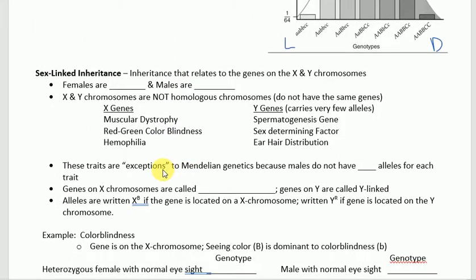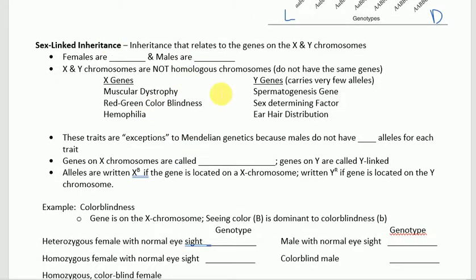Then we have sex-linked inheritance, which is the inheritance that relates to the genes on the X and the Y. As you should know, females are XX and males are XY. These chromosomes are not homologous; they don't have the same genes. For instance, the X genes can code for muscular dystrophy, red-green color blindness, and hemophilia. The Y gene carries very few alleles. It carries the spermatogenesis gene, the sex determining factor, and ear hair distribution, as interesting as that is.